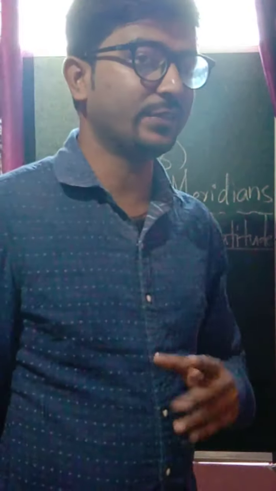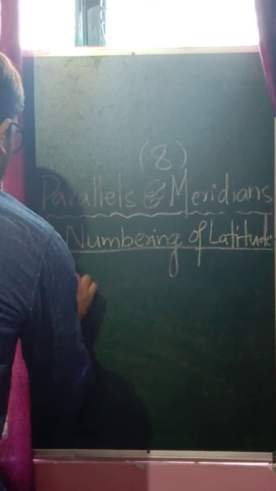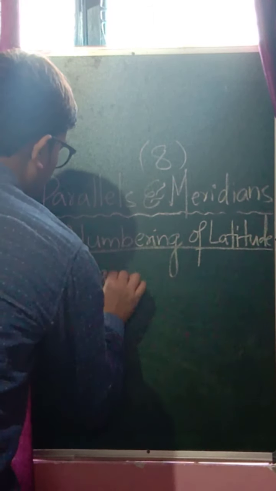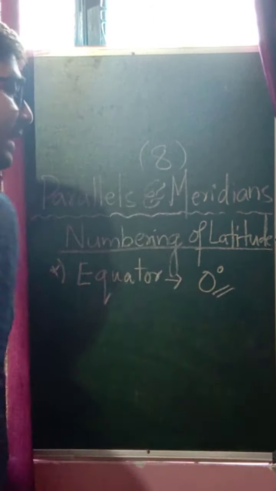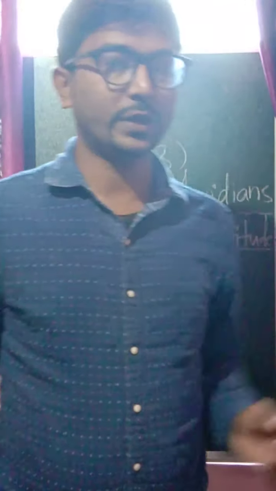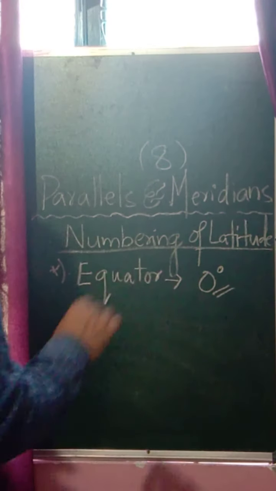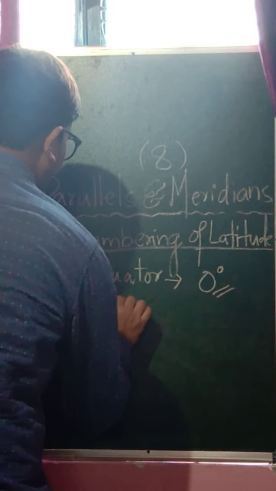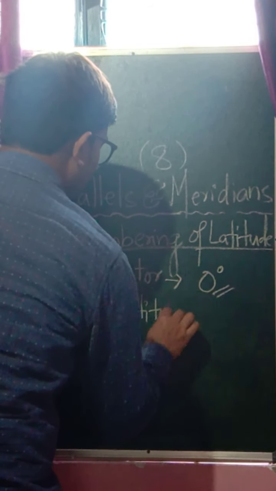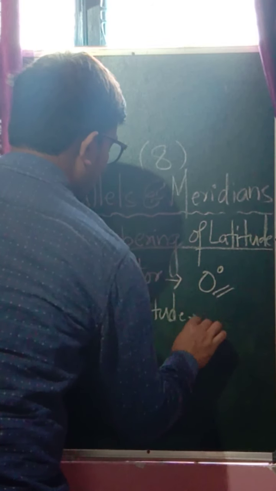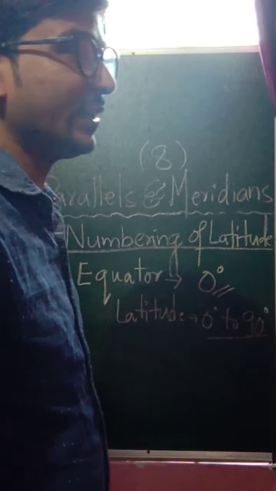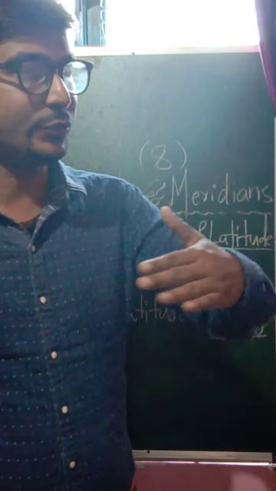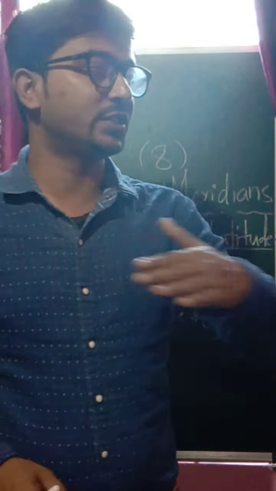Now, as I have told you, the important thing is the equator, which is at 0 degree in the center of the earth. So it is stated to be at the 0 degree point, and the latitudes in total extend from 0 degree to 90 degree. Each of these lines is parallel to the others.